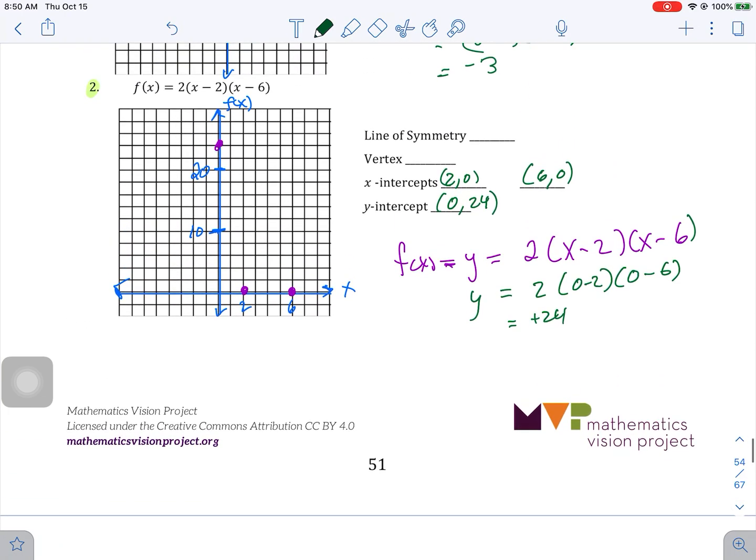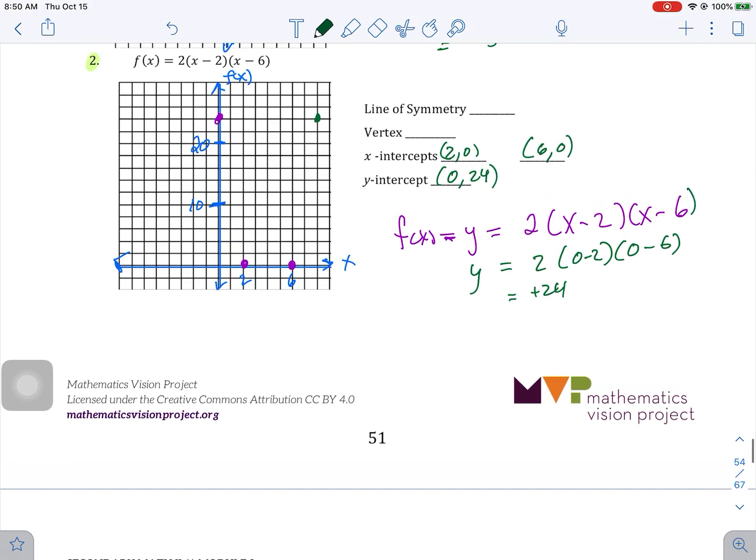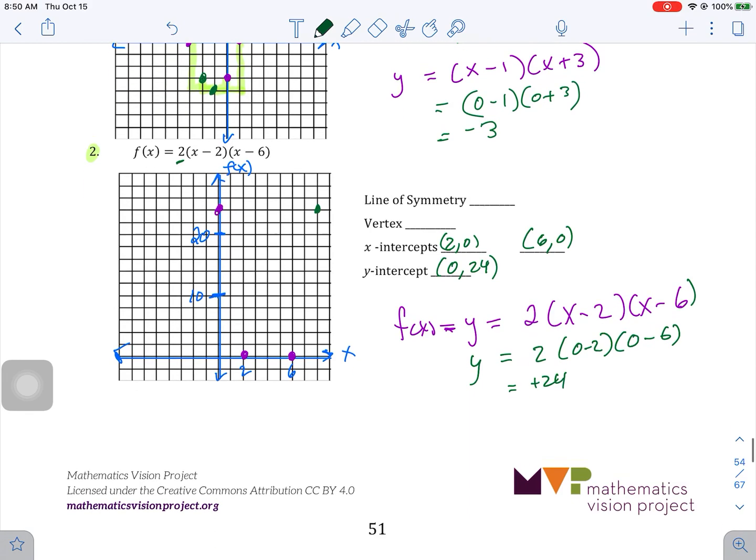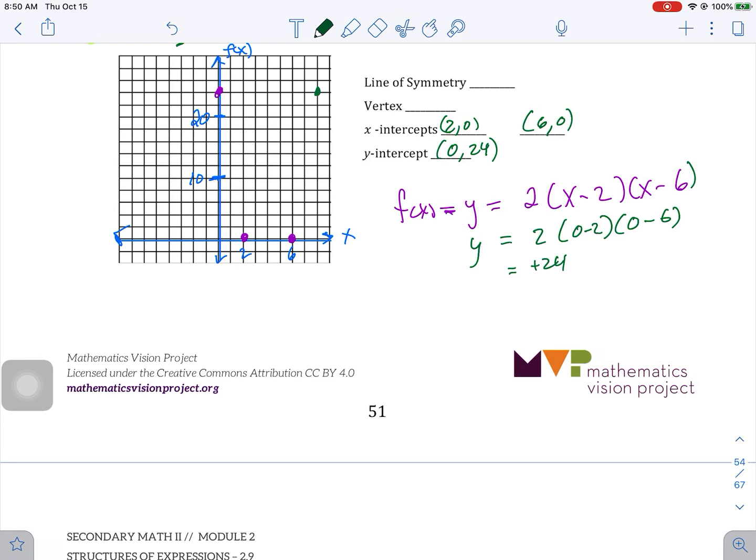Now when I look at my graph, I know that there's symmetry. So if I go over 2, I go up 24. So I go up 2 on the other side, I'm also going to go up 24. And I'm also noticing here that there's a stretch of 2 also. Okay, so from that, I can figure out that this is going to be my line of symmetry because it splits it in the middle. So that's at x equals 4.